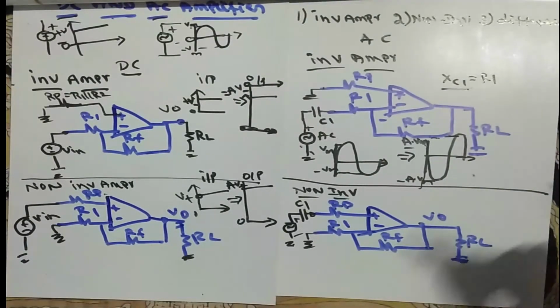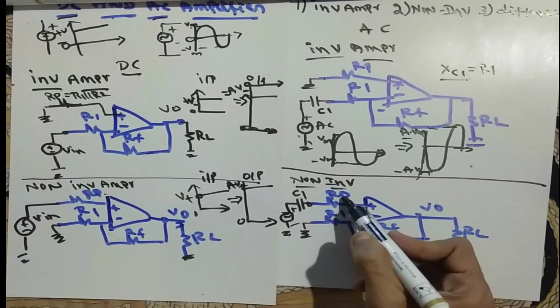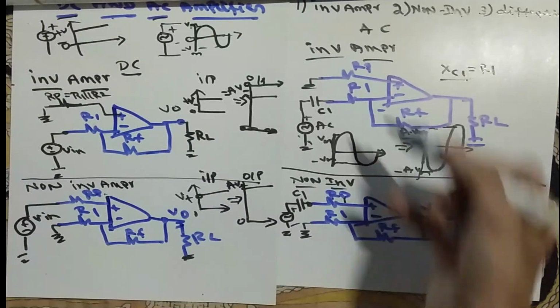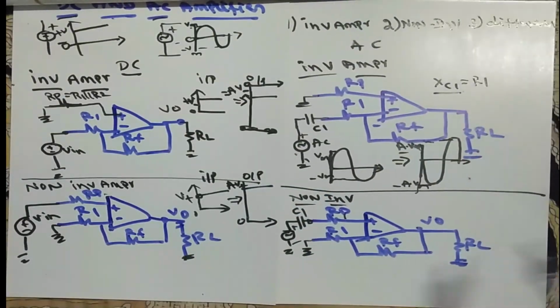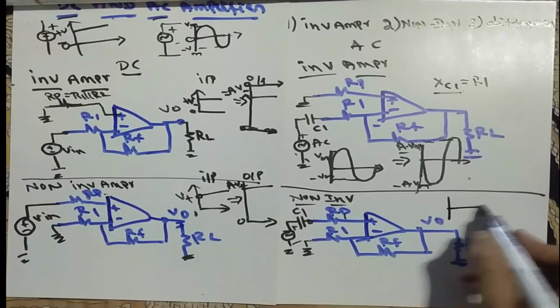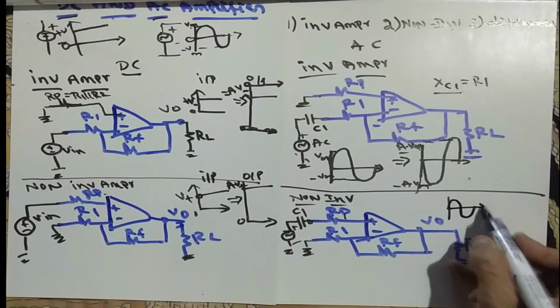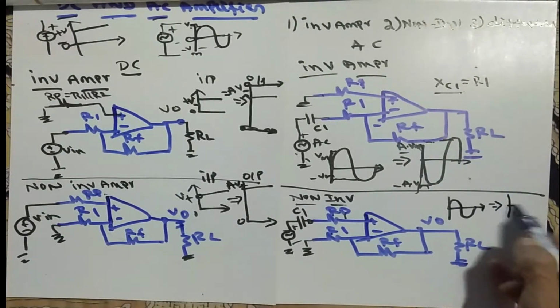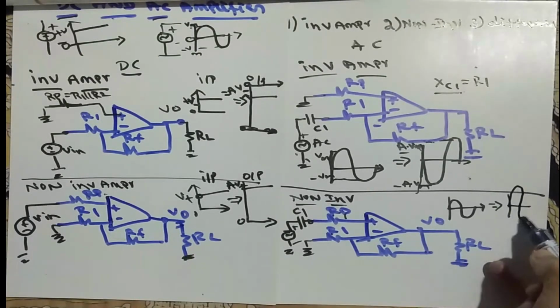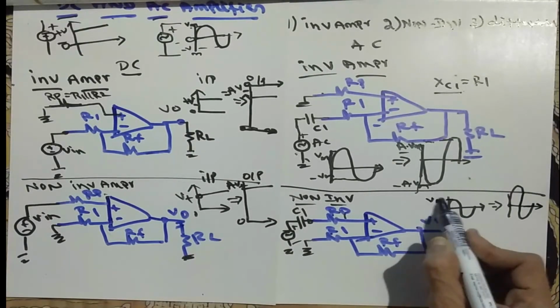So Xc1 is equal to R. Here we are taking RP as the same as previous. So for the input waveform and output, there is a small difference. The input you get something like this, and on the output side you get it as it is but in a larger form. So if you call this one Vm, this is A into Vm.